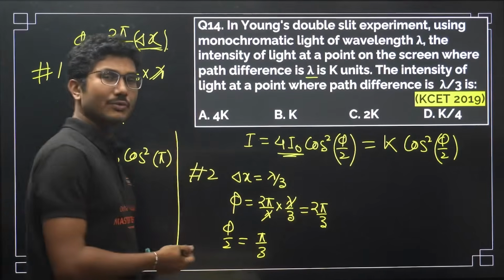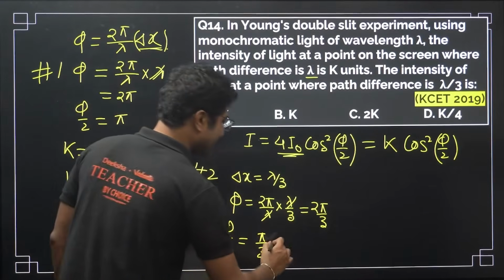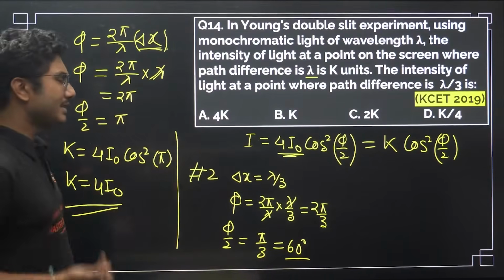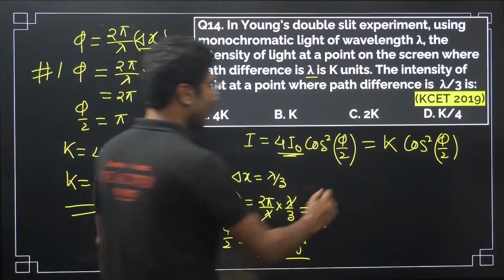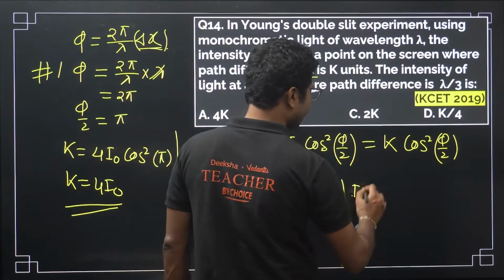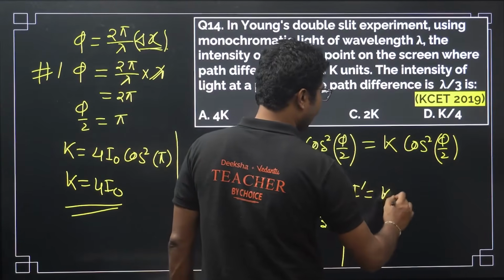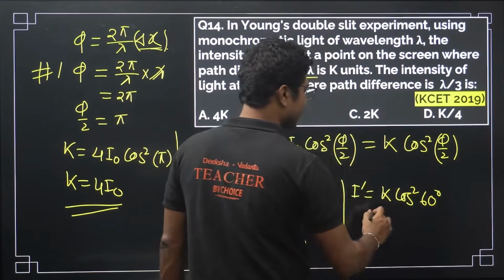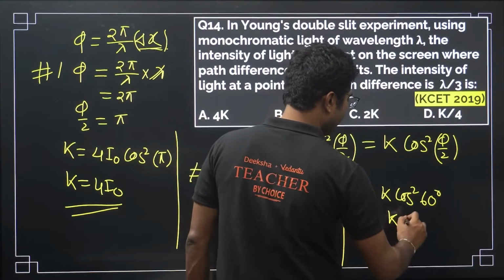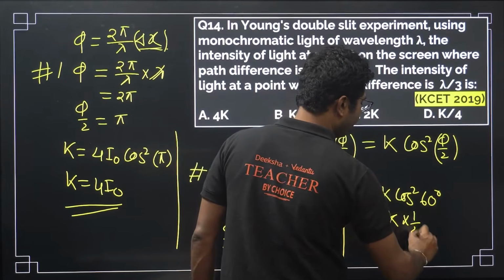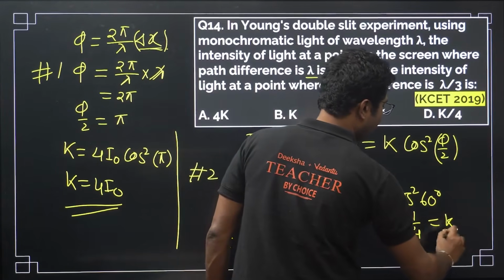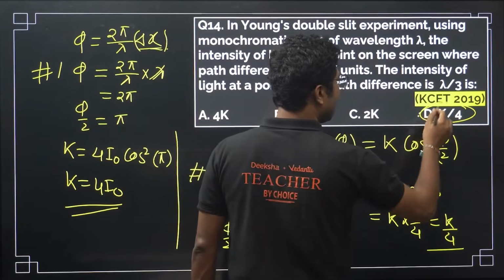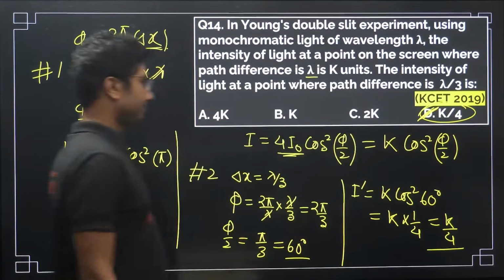So pi by 3 means what? Pi by 3 means 60 degrees. If you are wondering, pi by 3 means 60 degrees. Now let's put that value over here. So what will be the new intensity? So the new intensity will be K into cos square 60 degrees. Cos 60 means half, so cos square 60 means 1 by 4. So it will be K by 4. Okay, so correct answer is K by 4. Option D is correct answer.